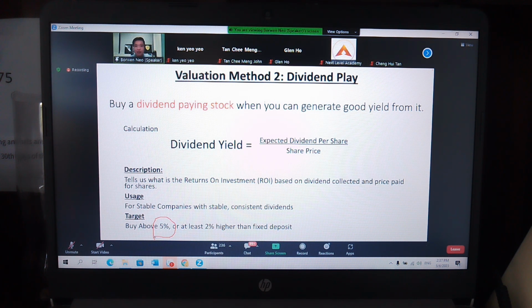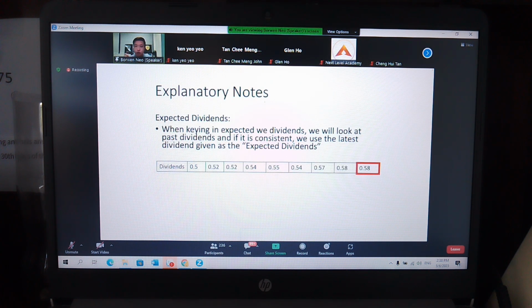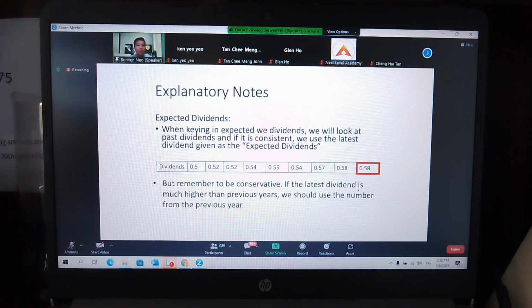So let's take a look at some of the things to take note of. Usually for dividend per share, we will always use the last dividend because that is the most recent number, the most recent amount that they are distributing out. So you don't have to use the previous number. One thing to take note of is that if the latest dividend is much higher than the previous year, then we should be conservative and use the number from the previous year.